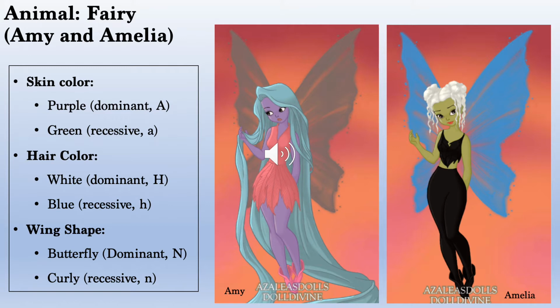To demonstrate genetic mapping, I will be using 3 linked loci found in their species: skin color, wing type, and hair color. Purple skin is dominant to green skin, white hair is dominant to blue hair, and butterfly wings is dominant to curly wings.